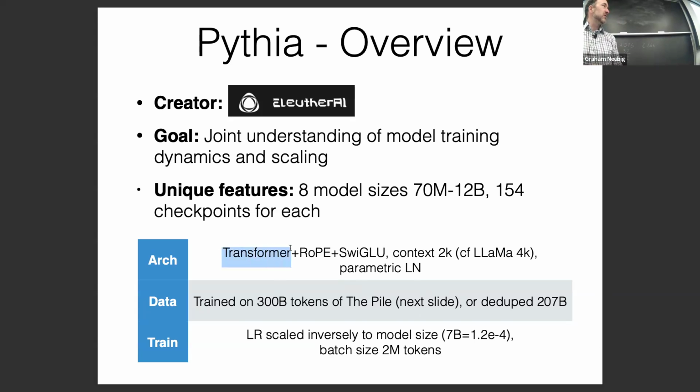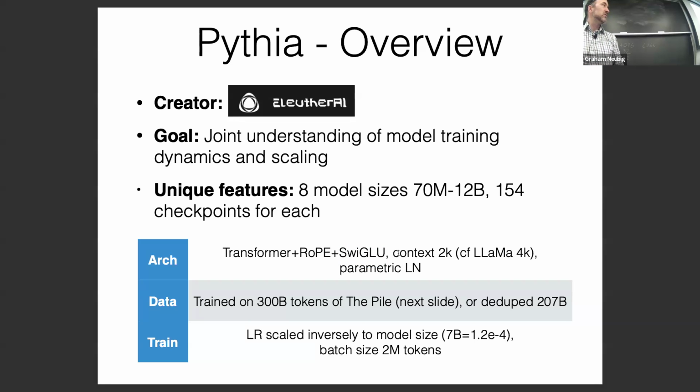The other standard is everybody uses a transformer. Everybody uses pre-layer norm, like I talked about before. Everybody uses rope embeddings. Almost everybody uses a SwiGLU activation. So this is just the standard recipe that almost everybody uses.